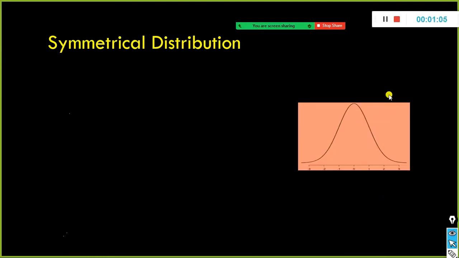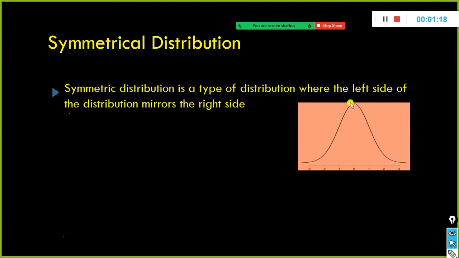So look here. This is called your symmetrical distribution. What is symmetrical distribution? It is a type of distribution where the left side of the distribution mirrors the right side. If I draw a line exactly in the middle, that is your median. You just assume that is a straight line.